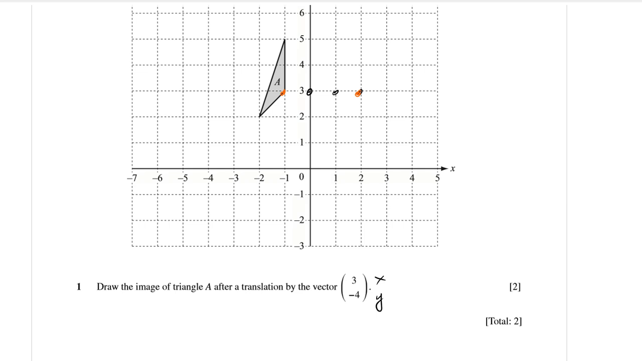Similarly, minus 4 means 4 boxes down in the y direction in the vertical line. So 1, 2, 3, 4. This will be your new position. Now you can complete the triangle. 2 boxes and 1 box over here. This will be your new position.